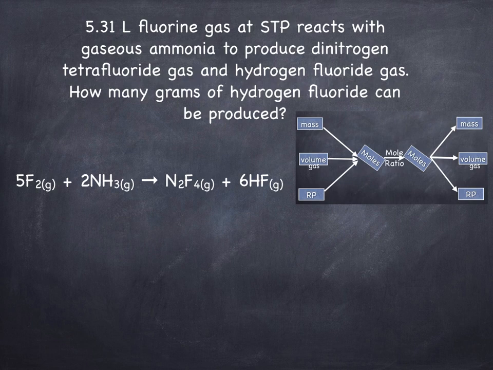The balanced chemical equation is one we've already used. So we've got 5 moles of fluorine gas reacting with 2 moles of ammonia to produce 1 mole of dinitrogen tetrafluoride and 6 moles of hydrofluoric acid.